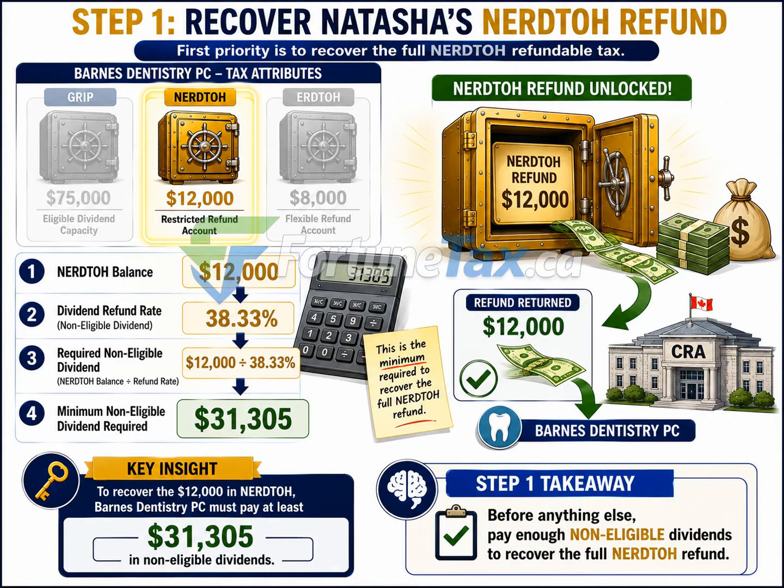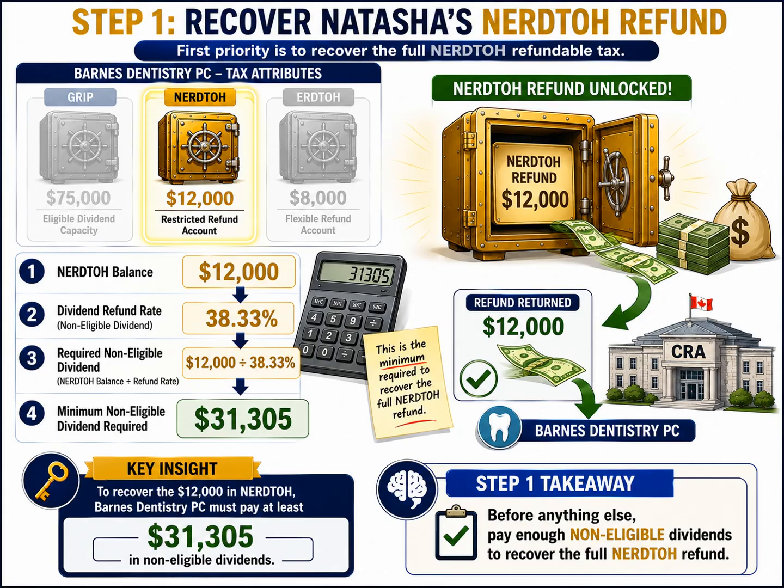On the right side of the slide, we can see the result. The NERDTOH vault unlocks. The corporation becomes entitled to a $12,000 dividend refund, and the CRA returns that refundable tax back to Barnes Dentistry. Money that was previously trapped inside the NERDTOH account is now available to the corporation once again. This is a major planning win. By paying $31,305 of non-eligible dividends, NERDTOH's corporation recovers $12,000 of refundable tax.